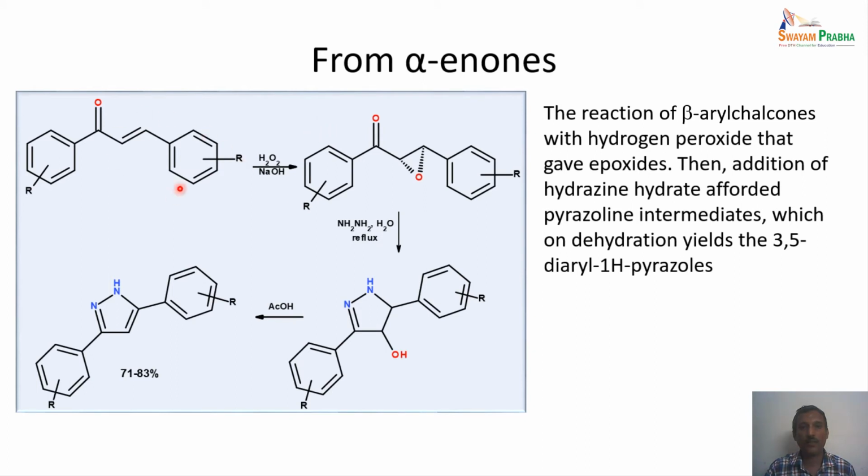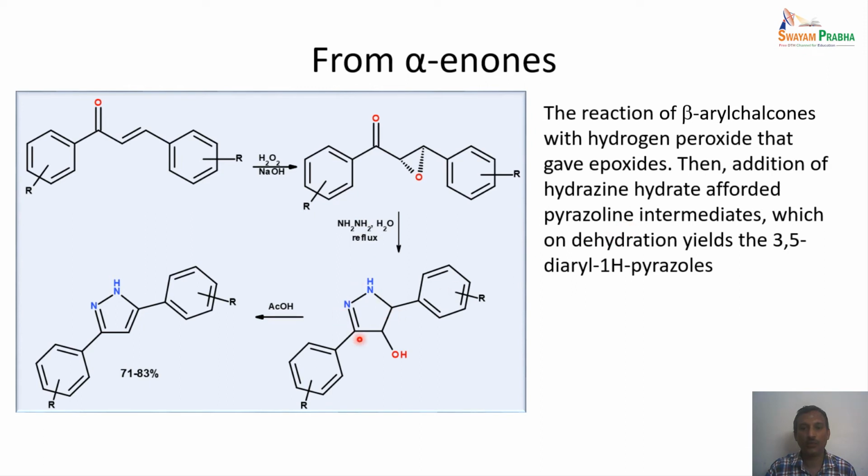And here is another method from alpha enones. So in this particular case, we have an alpha beta unsaturated system. We can epoxidize the corresponding double bond to give the keto epoxide. So here the treatment with hydrogen peroxide gives the epoxide. Then this derivative is treated with hydrazine under reflux conditions.